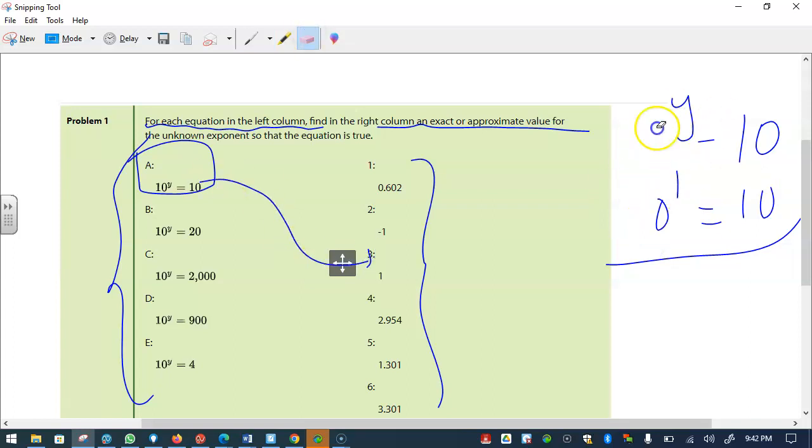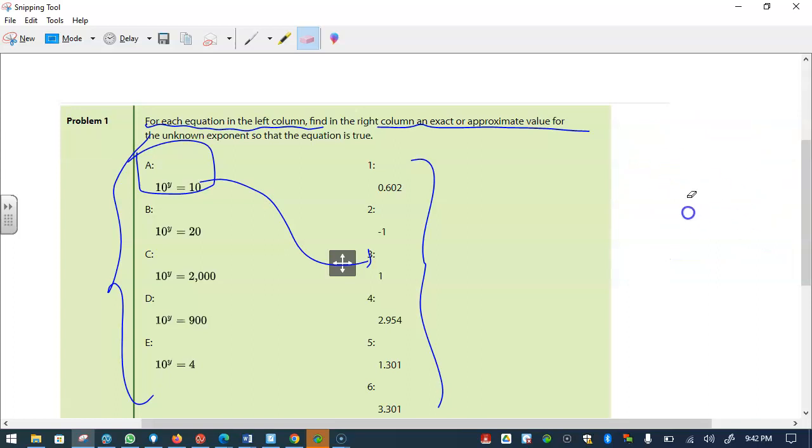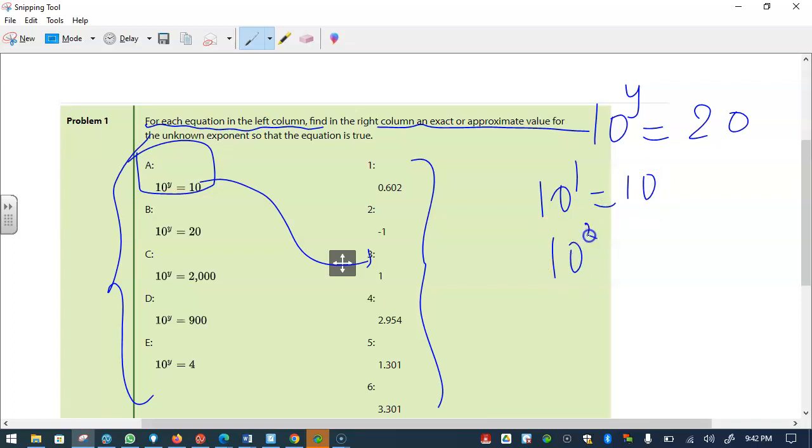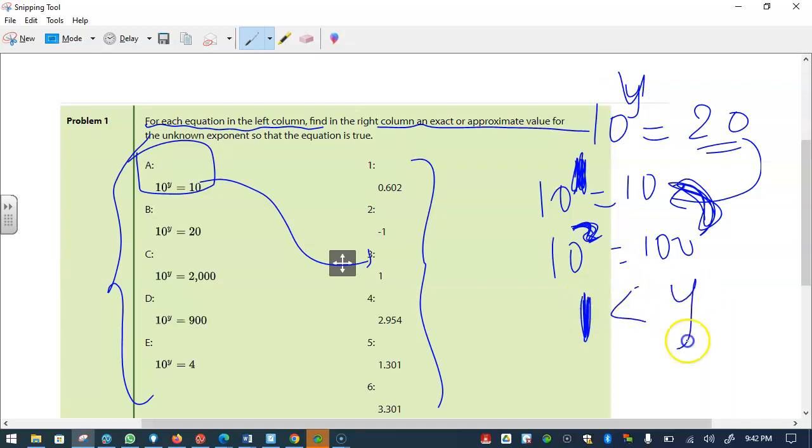What about the second one? 10 raised to y is 20. We do know 10 raised to 1 is 10, and 10 raised to 2 is 100. Can you see clearly 20 is between these two? So the answer has to be between 1 and 2. The question is, what is this y? It has to be between 1 and 2, so you need to figure out where it lies.